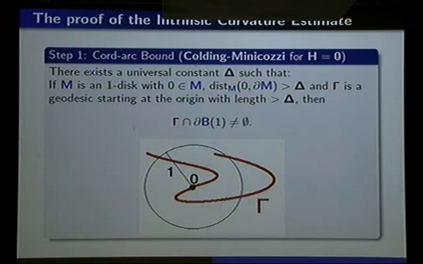The first is a chord arc bound, which was done by Colding-Minicozzi for minimal surfaces. In general, we know that if we have two points on a surface, then the extrinsic distance between these two points, the distance in R3, is always less than the geodesic distance. Because when you travel on the surface, you travel more than traveling on a straight line. Chord arc bound means that if we're living on a disk, we have somehow a reverse property. If we have a geodesic which is sufficiently long, again with universal constants, then it has to leave a ball of radius 1.